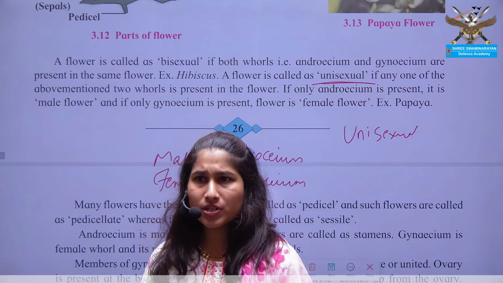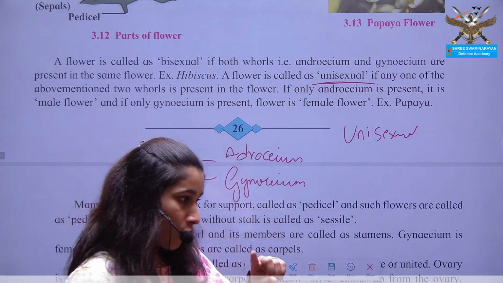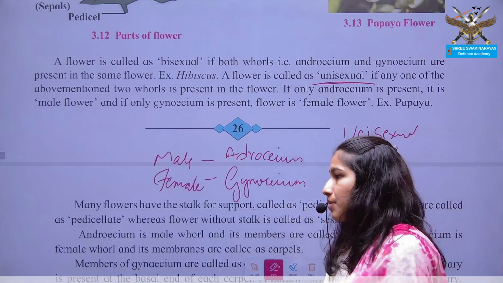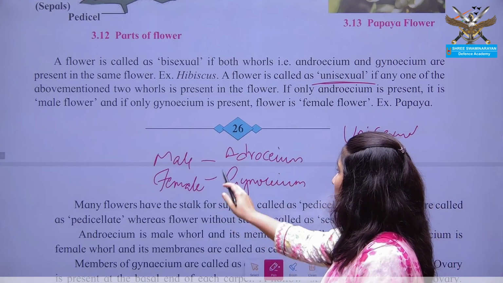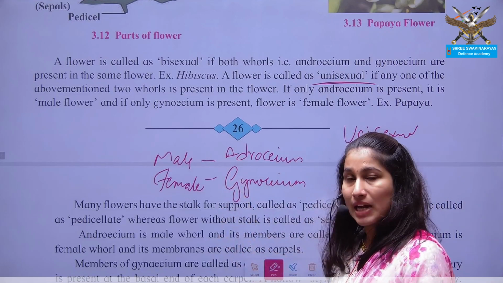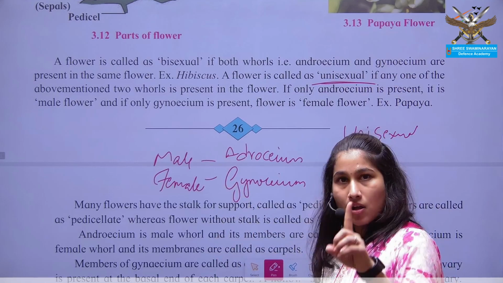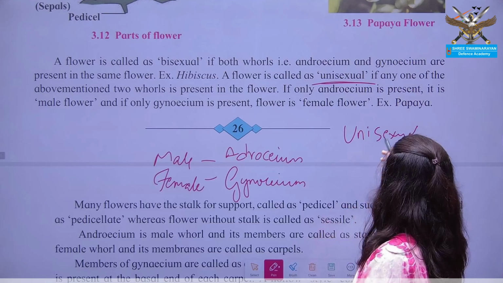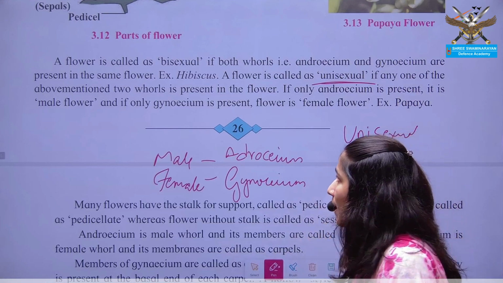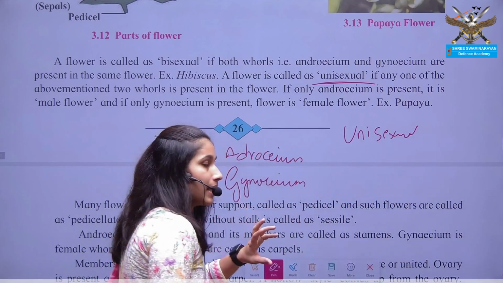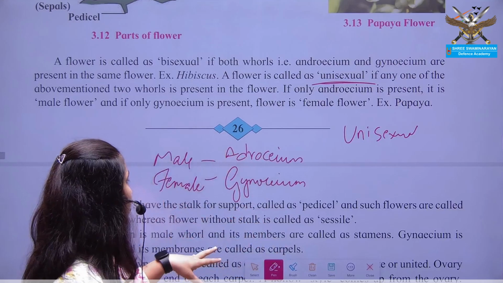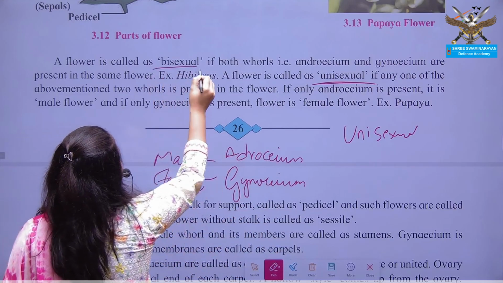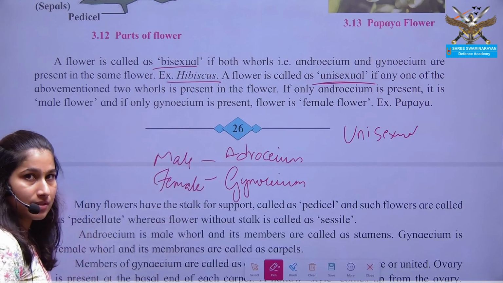What do you mean by unisexual? That from gynoecium or androecium only a single structure may be present. It may be gynoecium or it may be androecium, but at a time in a single flower only a single reproductive structure will be seen. And in case of a bisexual flower, both the male as well as female reproductive parts are seen.